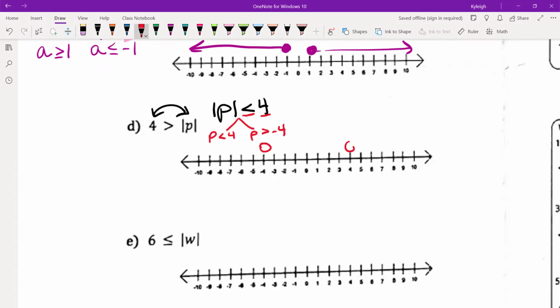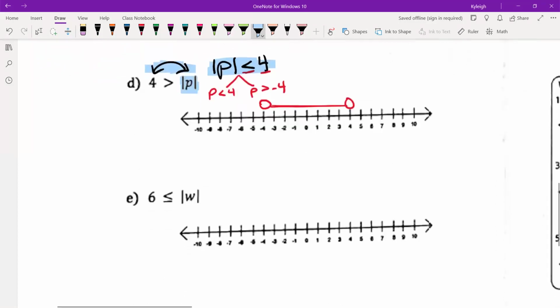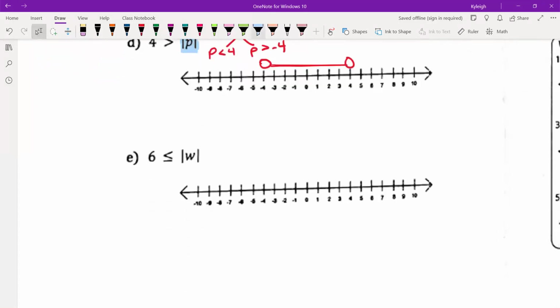Open, open, this one's going this way, this one's going this way, so they meet. When they meet, you don't have to draw the arrows, just draw a straight line between them. Okay, so again, the only difference is that first step where we need to flip them to get the variable first. Okay, so again, let's pause the video and try letter E for me. So take a moment and try letter E.